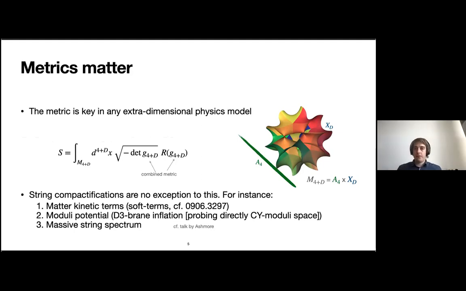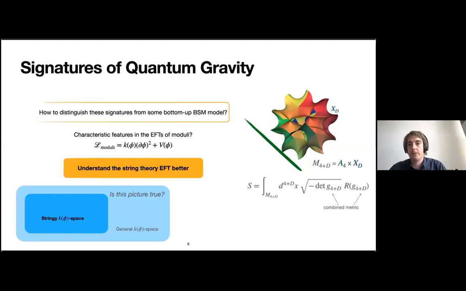Just to name a couple of things for people in the audience, one thing where this can have importance is if we're calculating properties of the effective field theory, such as soft terms, in, say, a large volume scenario. This can be of interest if we're interested in D3 brane inflation and understanding the potential. And it can be interesting when we're looking at the massive string spectrum. This list obviously can be continued.